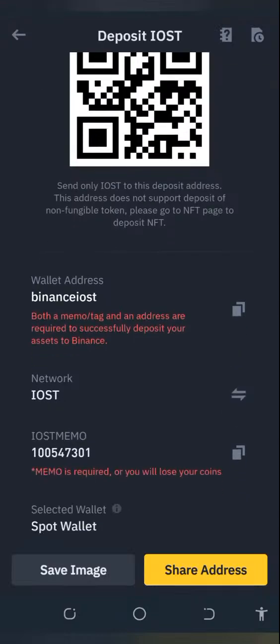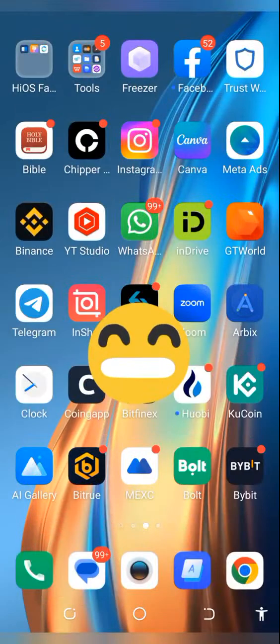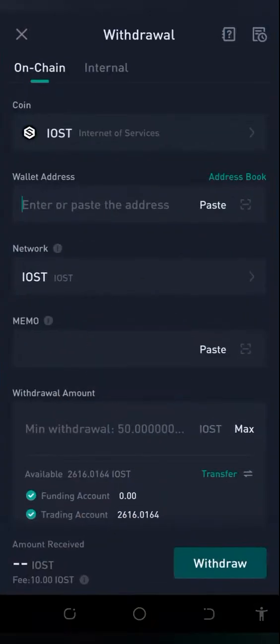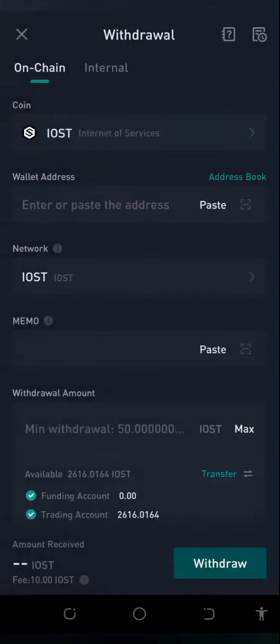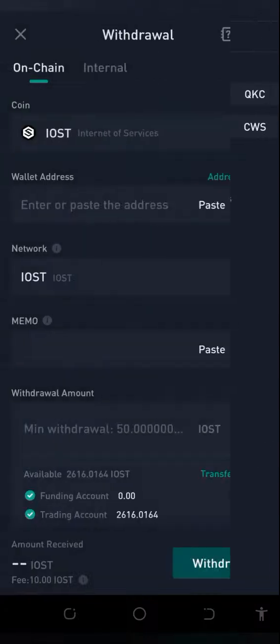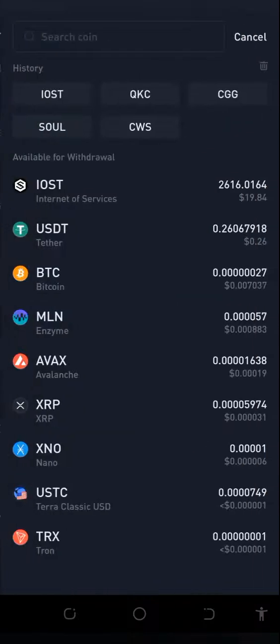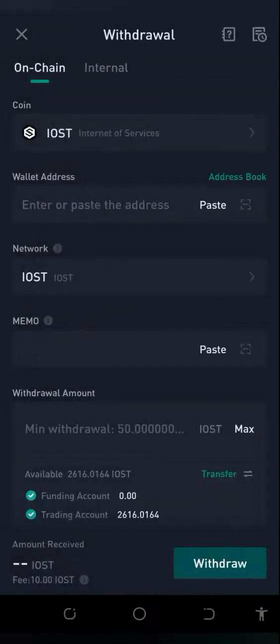Wallet address. It says Binance IOST. That's interesting. Okay, well, I still copied the right thing. I don't know why it's looking like that. I think it was just looking funny to me. Of course, if it was wrong, it wouldn't allow me to paste it. Okay, it looks like it's right.